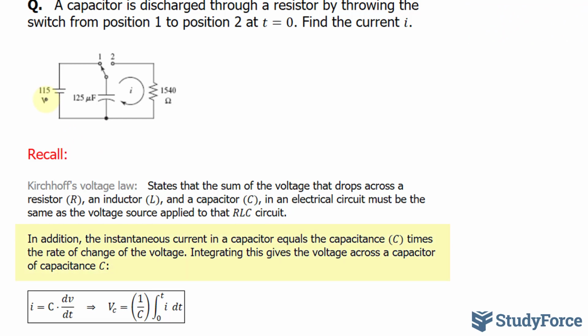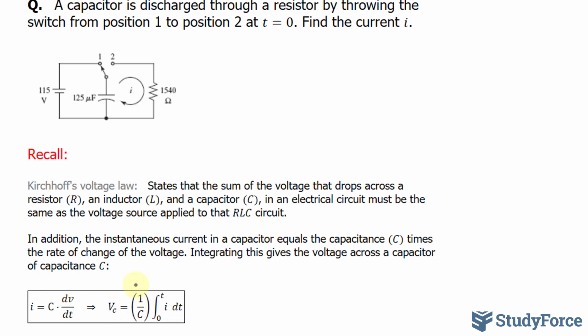Before I do that, you need to know something else. The instantaneous current in a capacitor, over here, equals the capacitance C times the rate of change of the voltage. And that's shown right here, where the instantaneous current is equal to the capacitance times the rate of change of voltage. Integrating this expression gives us the voltage across a capacitor of the capacitance C, and that's shown right here.